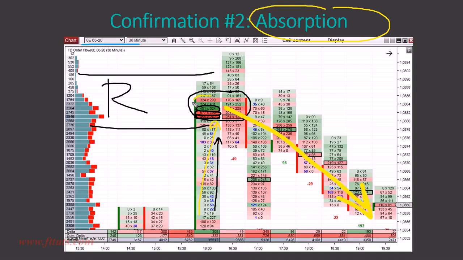So somewhere in this area would be a good place for a short, after you saw that unusually big volumes both on bid and on ask are traded here. When you see that, when you identify that, you can immediately press the short button.